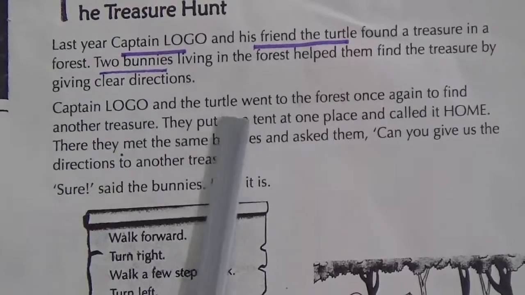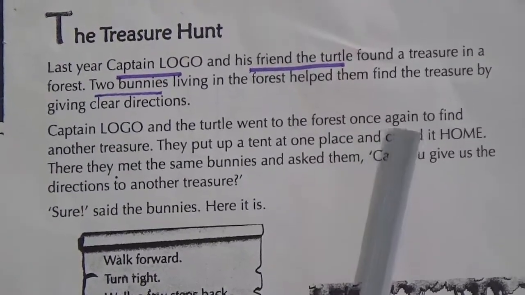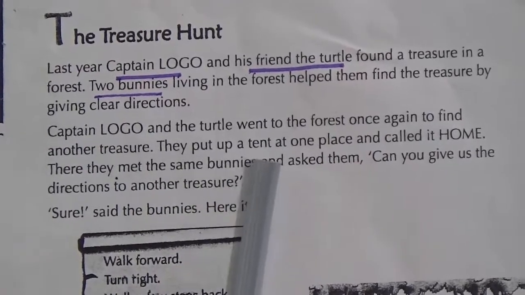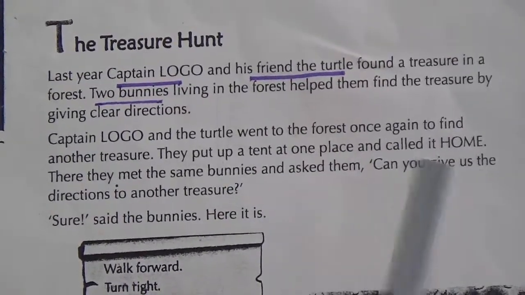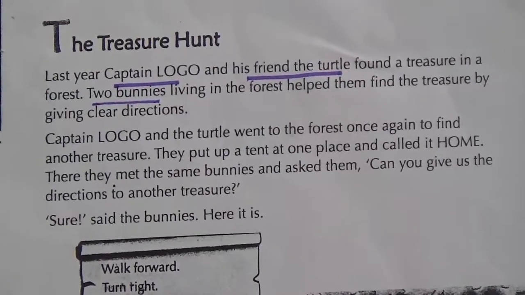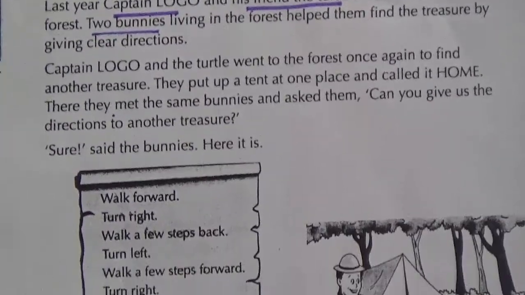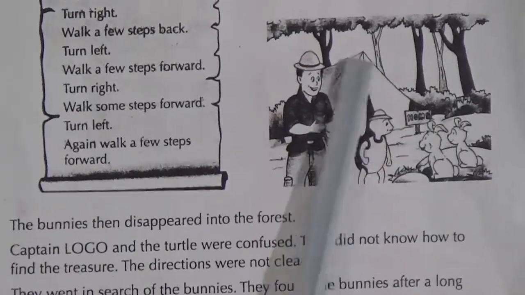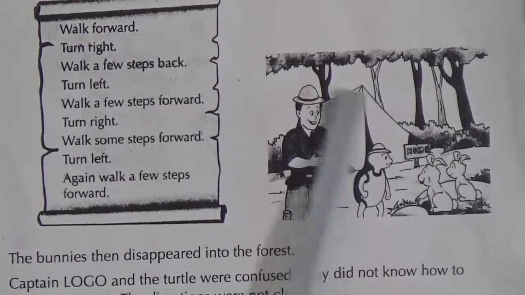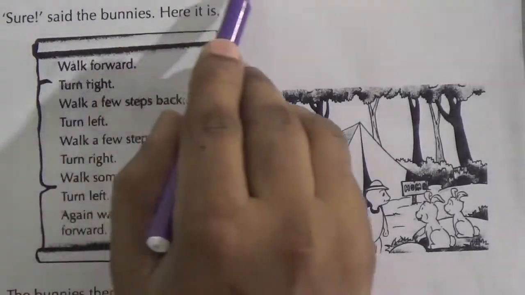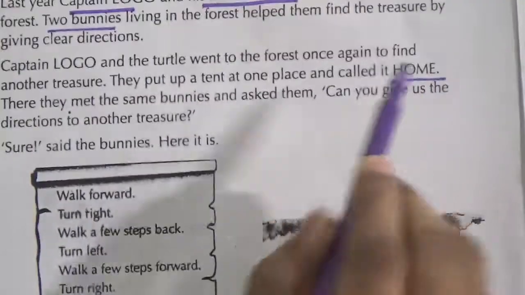Captain Logo and the turtle went to the forest once again to find another treasure. They put up a tent at one place and called it home. So this is a tent, and they call this tent home. Look at the capital letters, HOME. So this is their home tent and they called it home. They put up a tent in one place and called it home. This is very important.